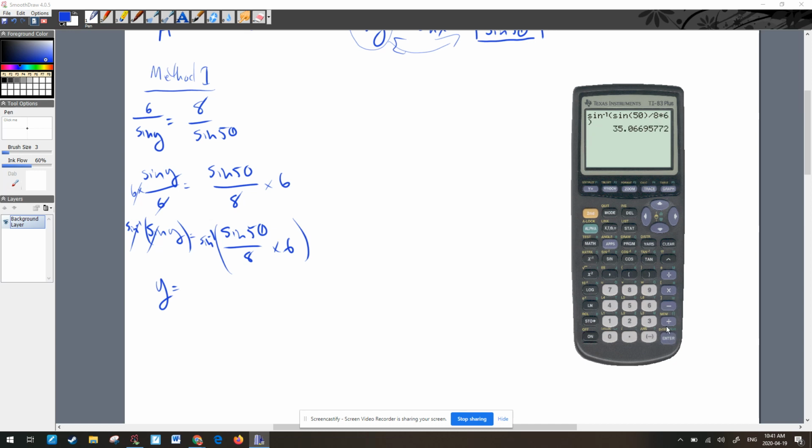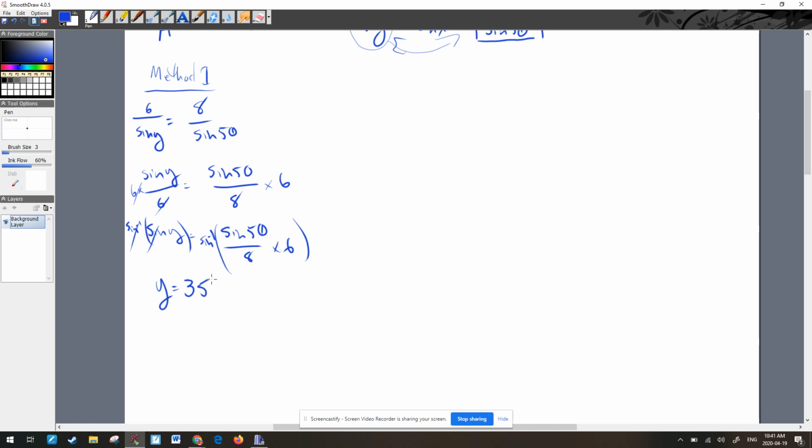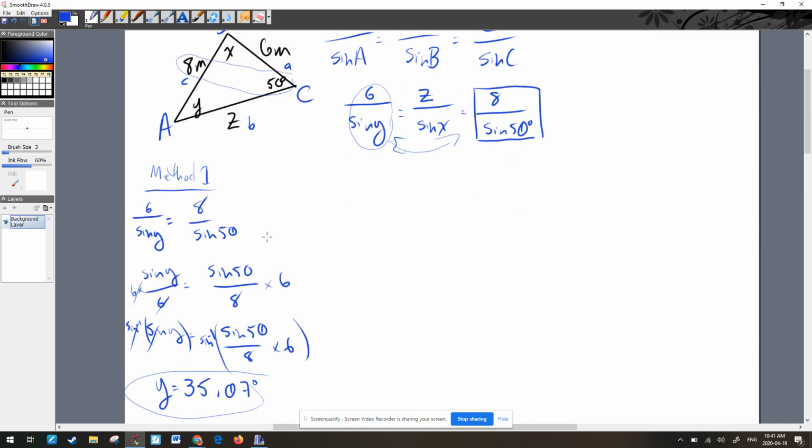We're going to find out that it is 35.07 degrees. So I'm going to come back here and say it is 35.07 degrees. And there it is. So that's the first method. That's the method that I would prefer that you did, but it's not the only method.